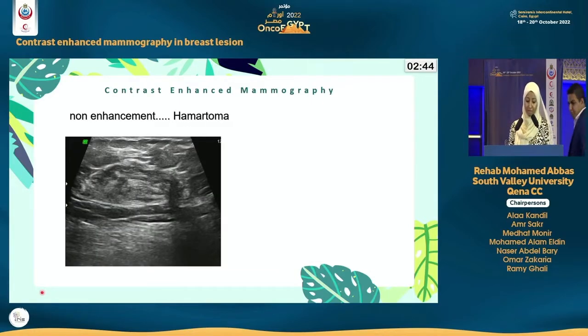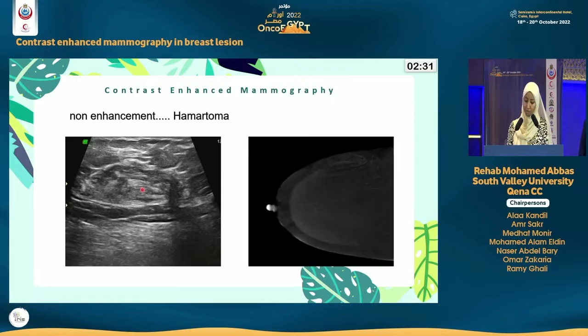لو جينا بصينا على السونار ده هنلاقي إن في عندنا well defined lesion isoechoic، مدينا شكل breast and breast lesion which is the hamartoma. ده لما بنيجي نديله contrast enhanced بنعمله على contrast enhanced mammography برضو مش بيبقى واخد أي uptake خالص من الكونتراست اللي هو موجود في الجزء الأبيض ده.